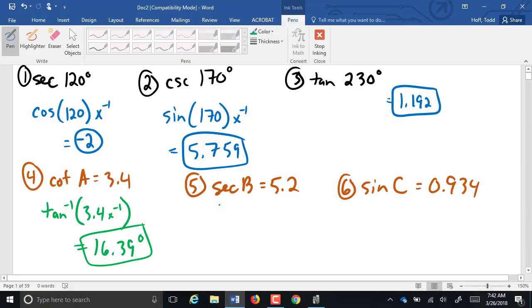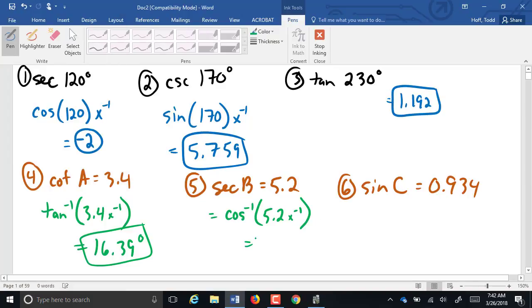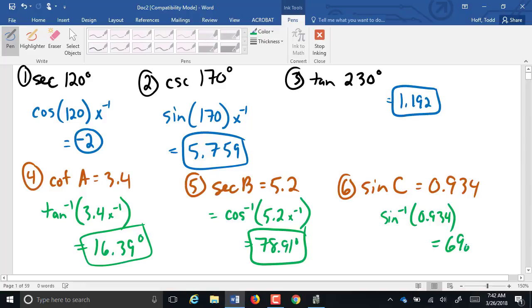Number 5, for the secant of B, what function do we use? Inverse cosine. And again, the x negative 1 is inside the parentheses with the 5.2. 78.91 degrees. Sine of C is 0.934, we're just going to do inverse sine of 0.934, which gives us 69.07, we'll call it, degrees.